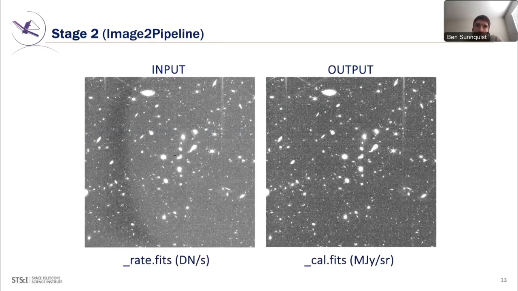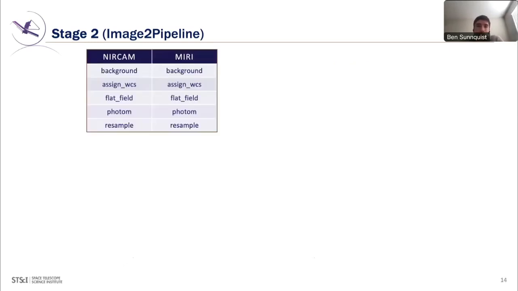So next up is the stage 2 pipeline. This pipeline is going to take the output of the stage 1, which are those rate.fits files, and the output of the pipeline is going to be a cal.fits file in surface brightness units. First step in stage 2 is the background step. This is going to subtract the background from any of your background exposures from your target exposure.